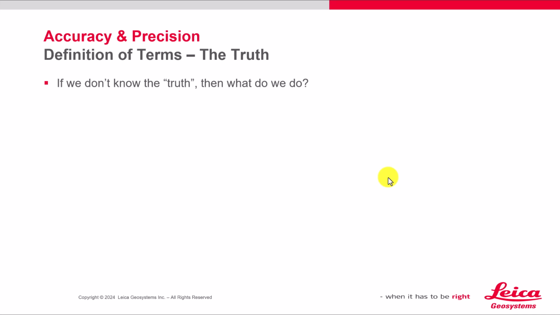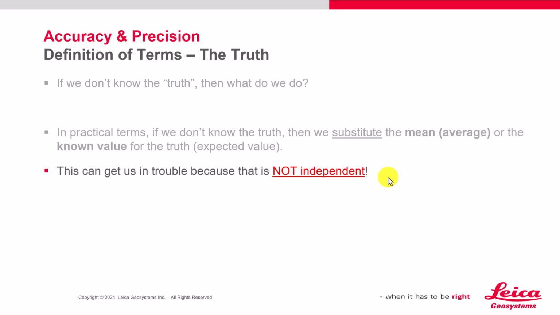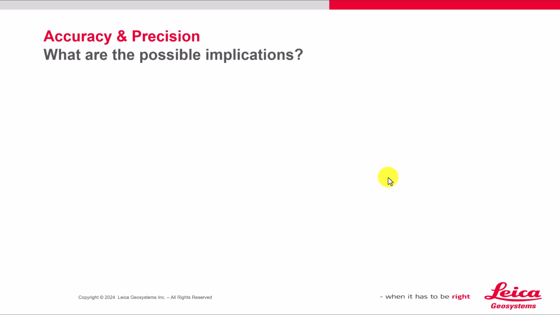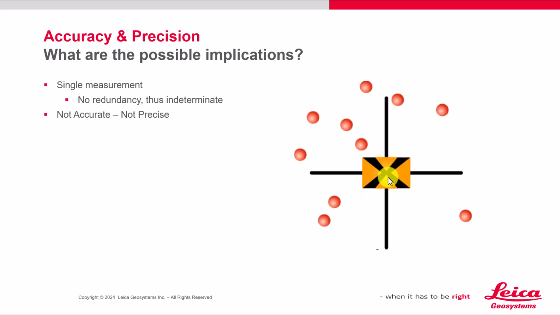If we don't know the truth, then what do we do? Well, in practical terms, we substitute the mean average or the known value for the truth, otherwise the expected value. It's a very key point right here, because most of the time, this is what we're dealing with. We are substituting the mean. The problem is it's not independent. And so what are the possible implications? A single measurement could be completely wrong. We have no idea without redundancy. No redundancy, that's indeterminate. Not accurate, not precise, means a poor instrument and poor procedure.